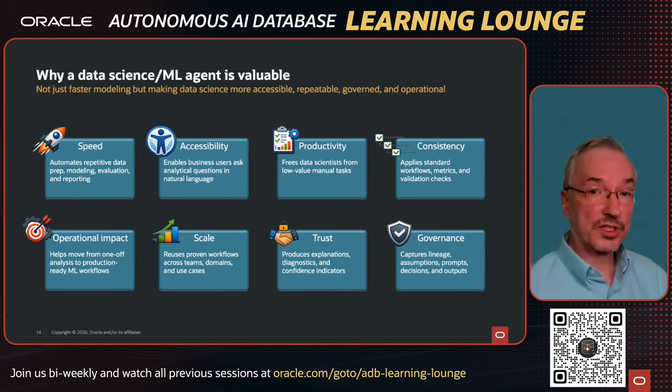And it also supports governance and trust. The agent can help capture assumptions, data lineage, model quality, execution details, and decision history. And finally, it helps organizations scale analytics and drive greater operational impact. Data scientists can focus on higher value work, while more teams use guided analytics capabilities safely and consistently.